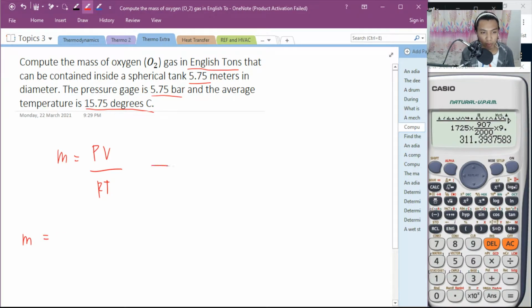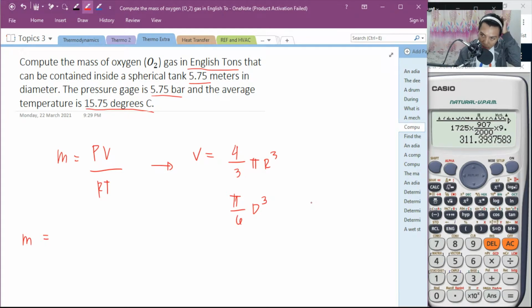Tapos yung volume mo. Okay, volume is equal to 4 over 3 pi r cube. Or pwede rin pi over 6 d cube. Para hindi ka nalilito. Pero pwede na to. Kasi R, D over 2 yan eh. I-cube mo yung dulo, yung 2. That is 8. 4 over 8 is 1/2. Pwede na rin to. Diretso ko na lang dito ha.